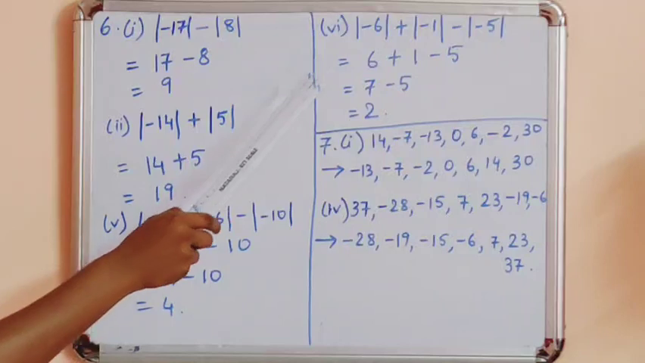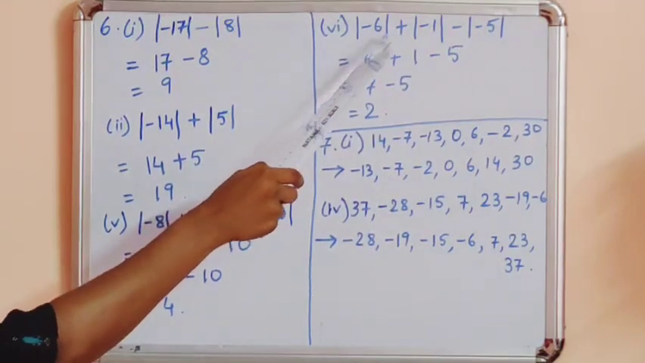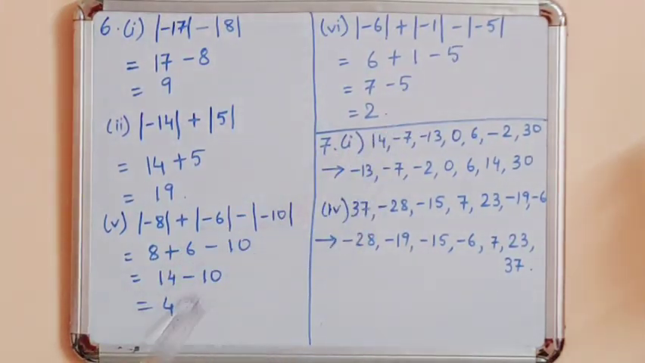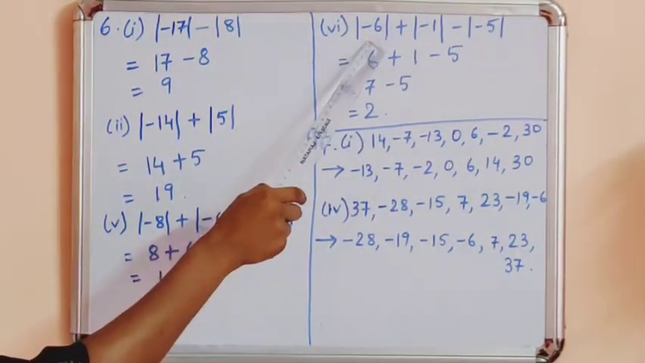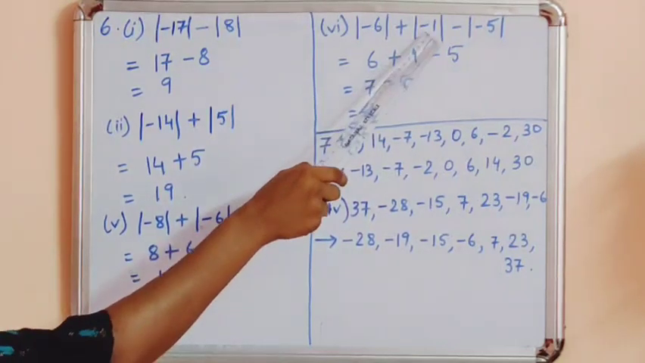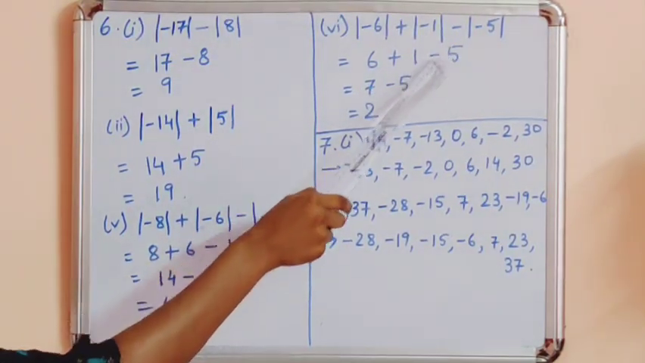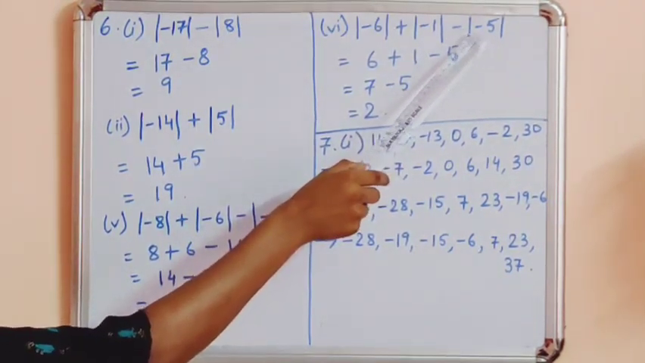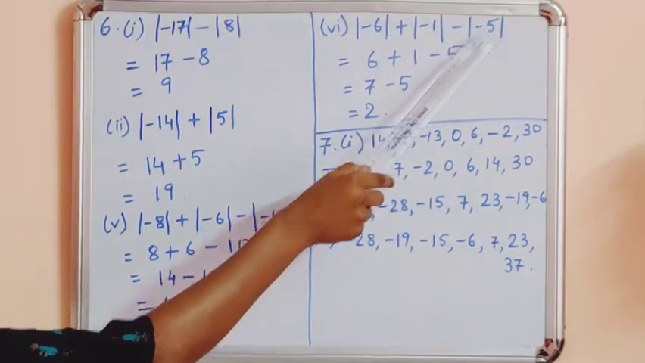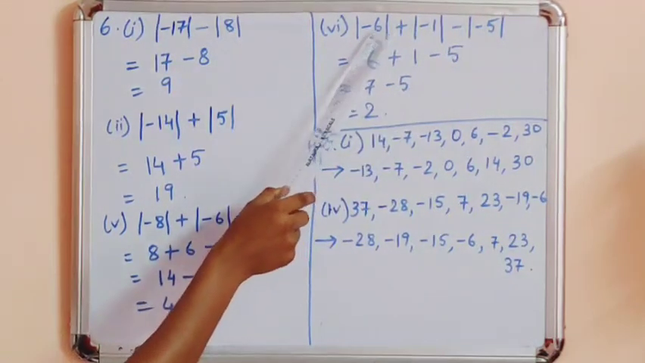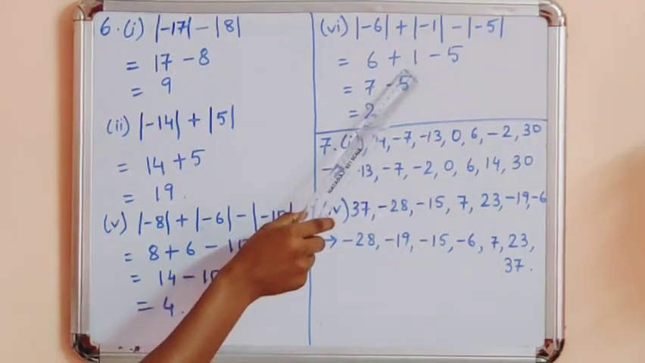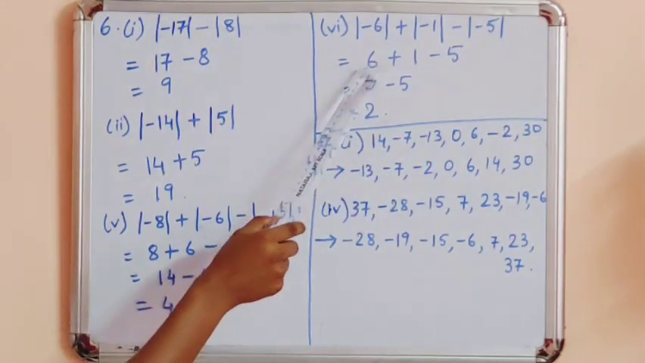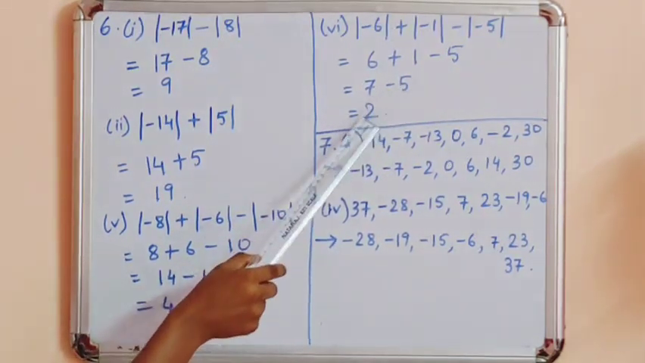Now question number 6. Absolute value of 6 plus absolute value of minus 1 minus absolute value of 5. This is again a similar question. So absolute value of minus 6 is 6 plus absolute value of minus 1 is 1 minus absolute value of minus 5 is 5. See here, this minus sign is given outside this absolute value. This minus sign is not coming out here. So 6, this plus will come here, this becomes 1, this minus will come here, this becomes 5. So 6 plus 1 is 7, 7 minus 5 is 2.